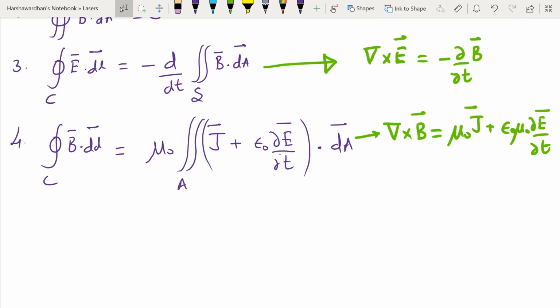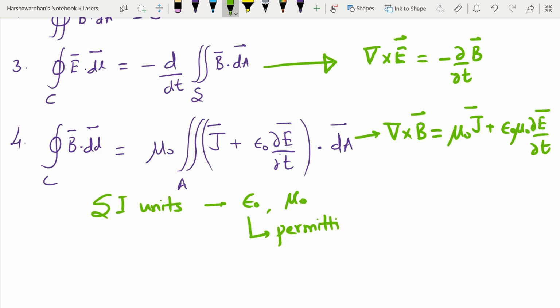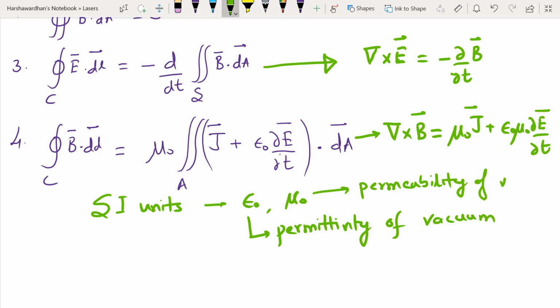We have written all these equations in the SI units. That is why you see this epsilon naught and mu naught. Remember, epsilon naught is the electric permittivity of free space, vacuum, and mu naught is the magnetic permeability, again of vacuum.